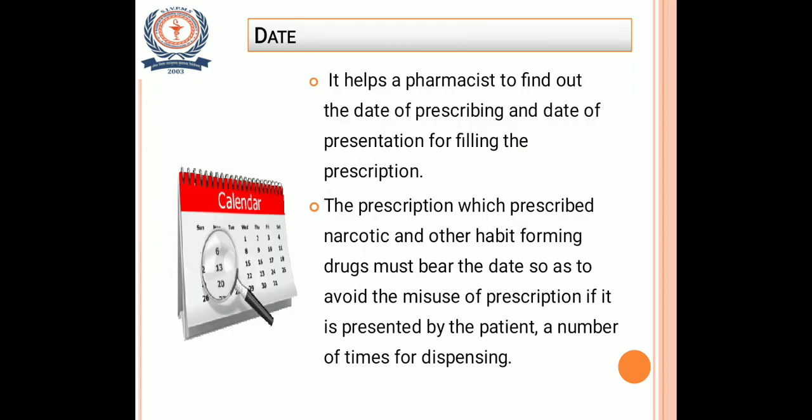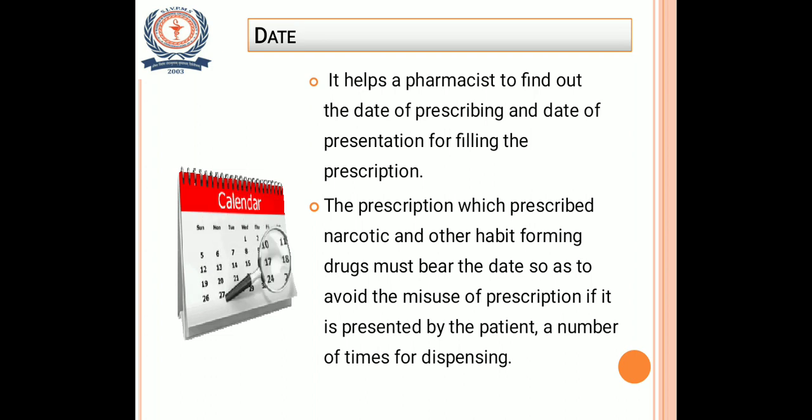So friends, let us discuss all the parts of prescription with their significance. First of all, date. It helps a pharmacist to find out the date of prescribing and the date of presentation for filling the prescription. The presence of date plays an important role. Prescriptions which prescribe narcotic and other habit-forming drugs must bear the date so as to avoid misuse of the prescription if it is presented by the patient a number of times for dispensing.